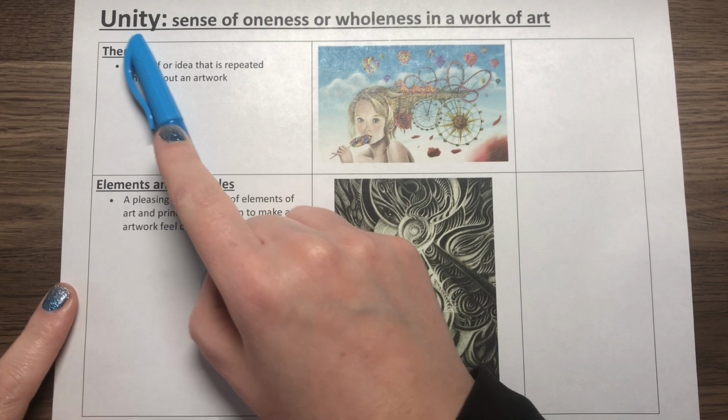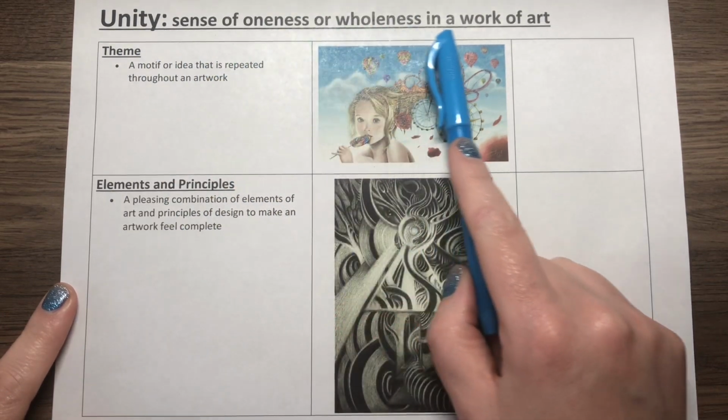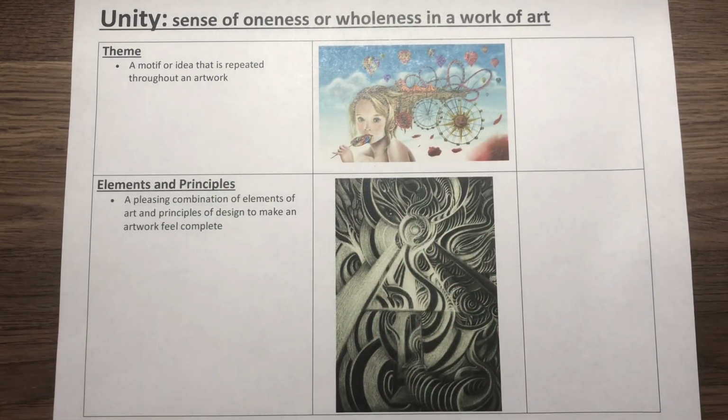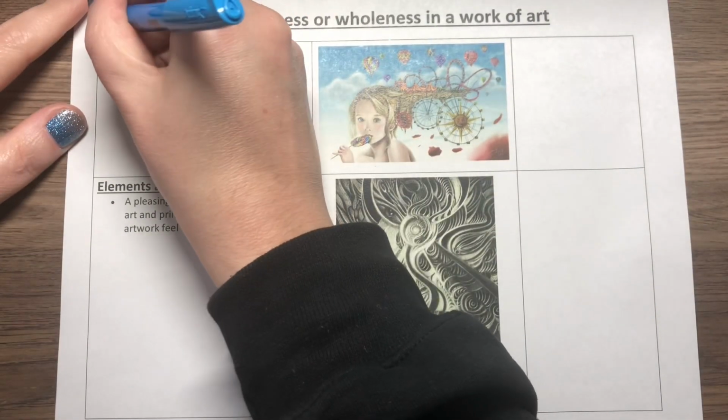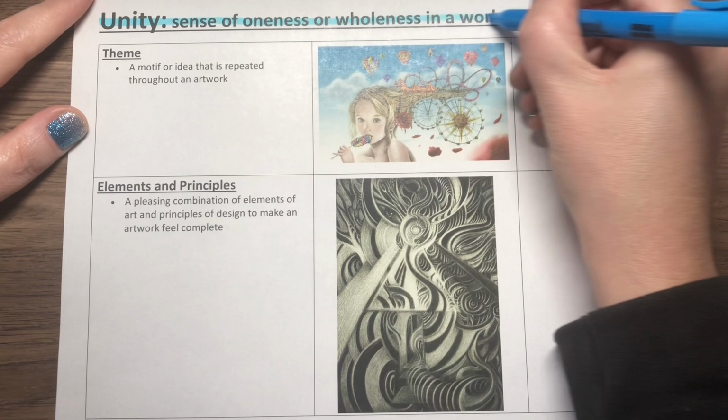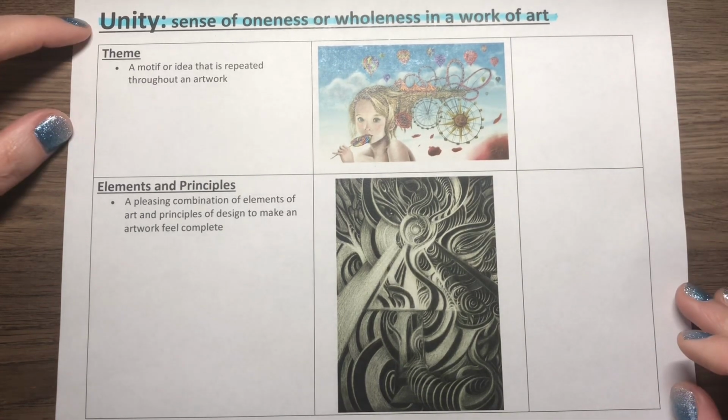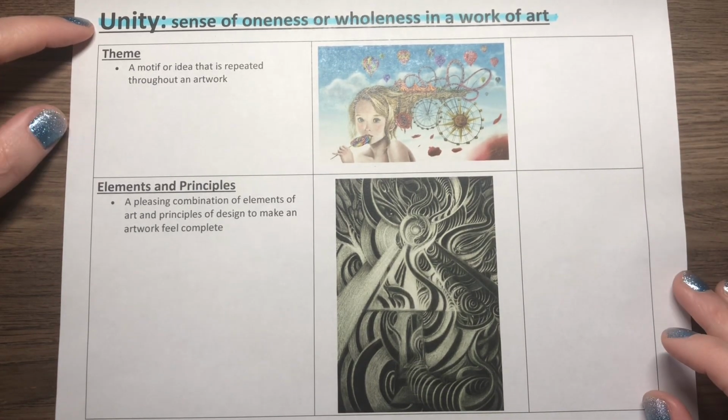So today we're going to be looking at unity. Unity in art is a sense of oneness or wholeness in a work of art. Does it look finished? Does it look like the artist meant for it to be that way? Then it usually has unity. So make sure you get that written down. Unity, sense of oneness or wholeness in a work of art.